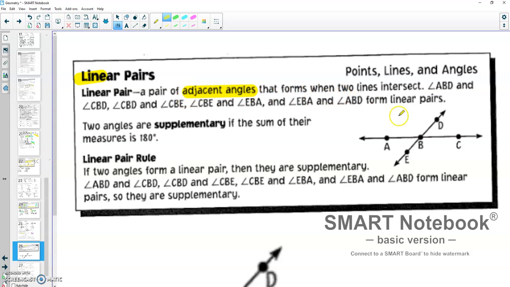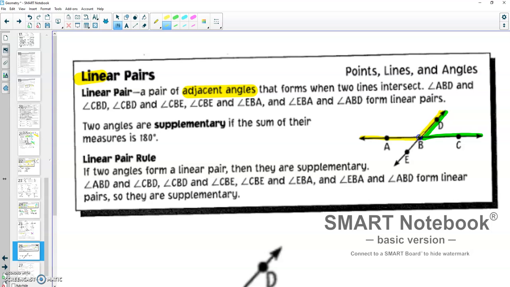So, adjacent angles are formed when two lines intersect. Look at this picture. We have two lines intersecting. And with these two lines intersecting, it creates linear pairs. And what does that mean? Okay? It means that if I take this angle and this angle, these are linear pairs. They're adjacent because they're right next to each other.